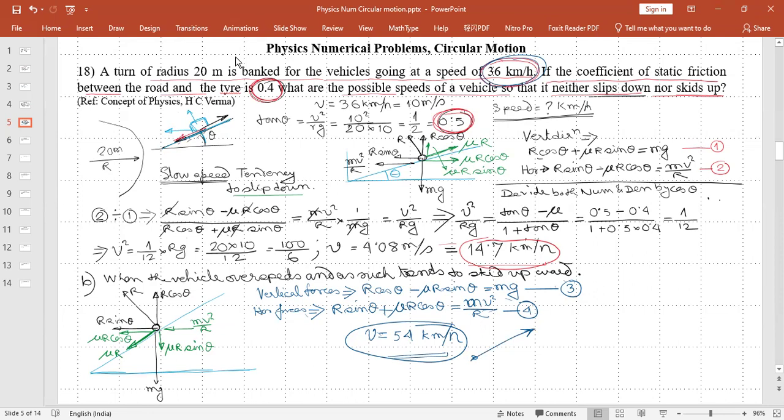And if you are too slow and lazy, you can drive at 14.7 kilometer per hour. If you are slower than this speed, your vehicle will try to slip down the slope. So this is the solution of this problem. We shall go to the next problem now.